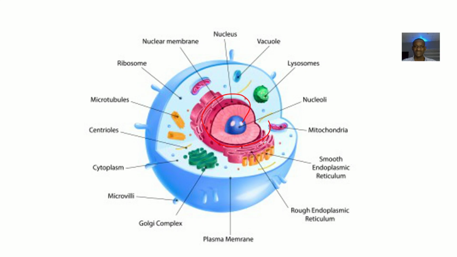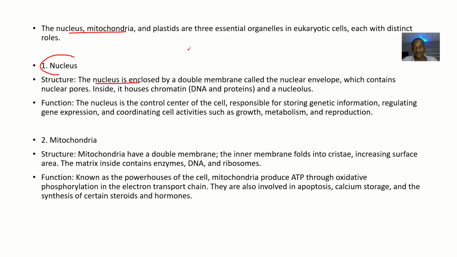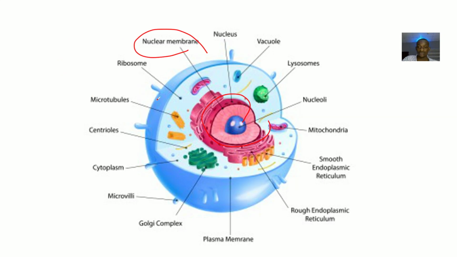It could be called nuclear membrane, it could be nuclear envelope. The nuclear envelope contains nuclear pores. Inside it is housed the chromatin. The chromatin is basically DNA and proteins, and it also has a nucleolus, or nucleoli.